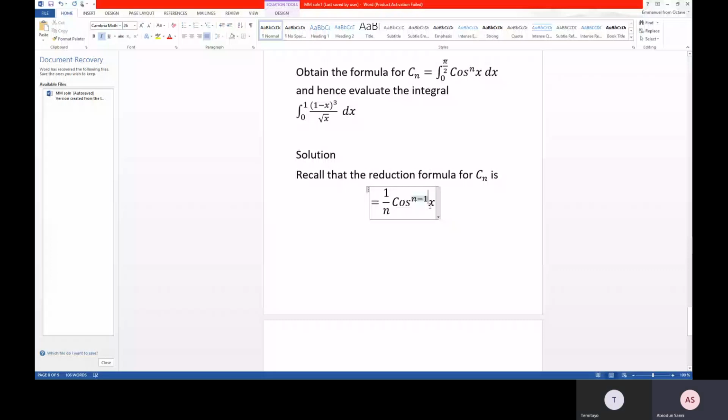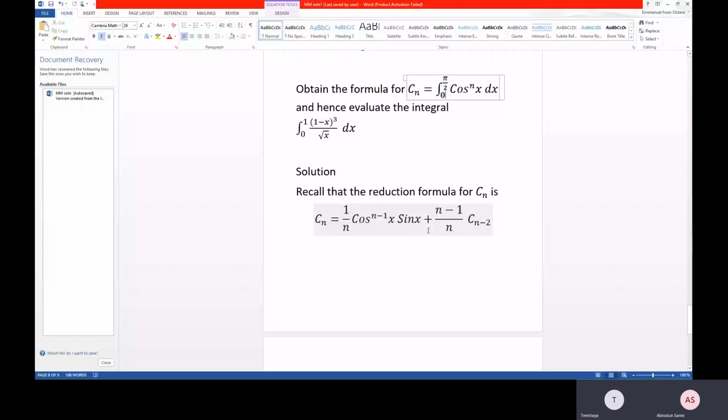Now, since the reception is very slow, I'm not seeing it. Can you see the screen now? I'm only seeing 1 over n cos n x. That's the only thing I'm seeing. Okay, it's going to go to the screen.